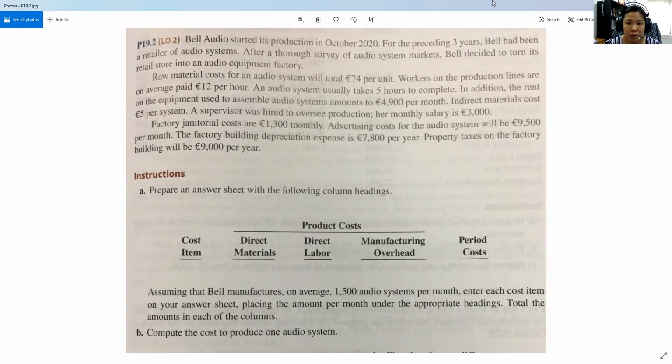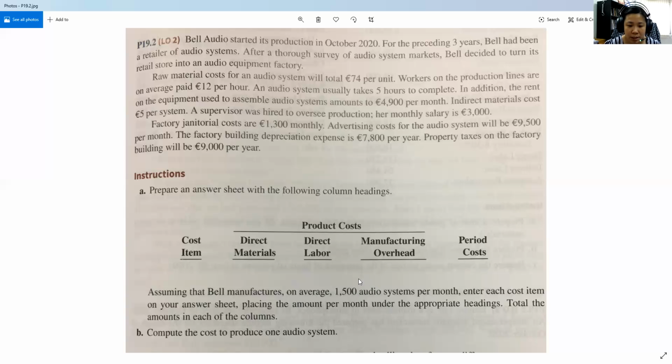So first of all, you need to read the question first. This is a Bell Audio company and they are producing audio systems, and they have given you the information about the cost. Your job is to classify each cost item into direct materials, direct labor, or manufacturing overhead. Or if they are not product costs, then you need to classify them under period costs. And after that, you need to total the amount in each column.